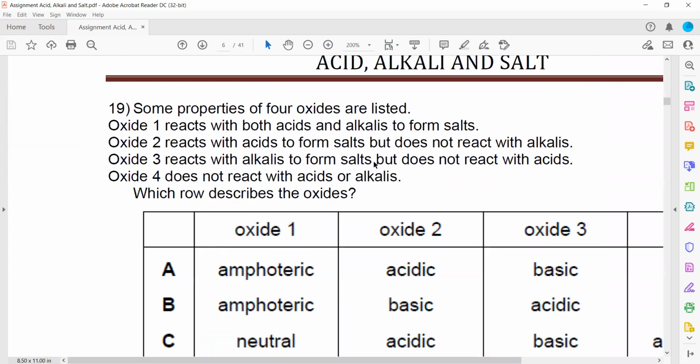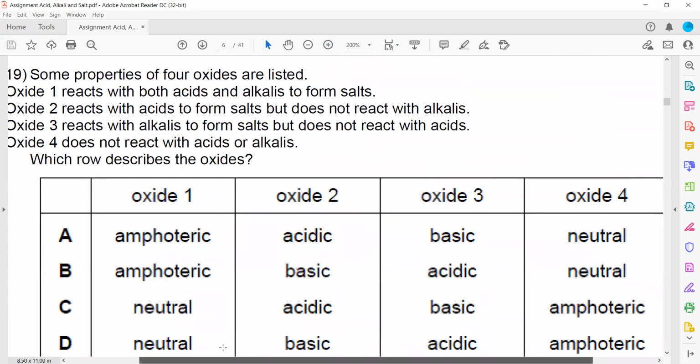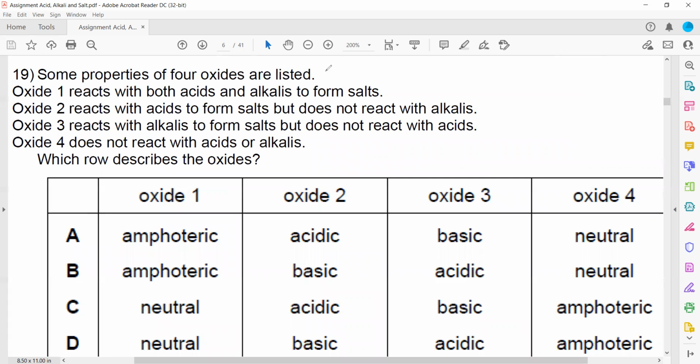Question 19 is about the types of oxides. Some properties of four oxides are listed. Oxide 1 reacts with both acid and alkali. If it reacts with both acid and alkali, it means it is amphoteric. Oxide 2 reacts with acid but does not react with base. The oxides which can react with acid are basic oxides, because a basic oxide or base can react with acid.